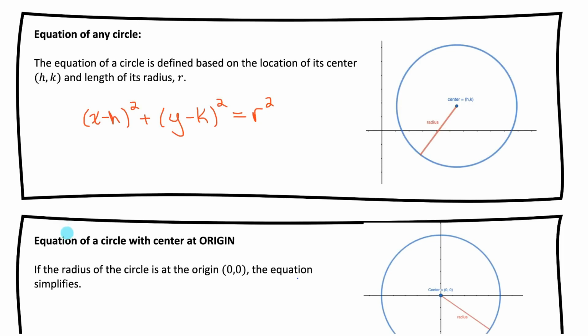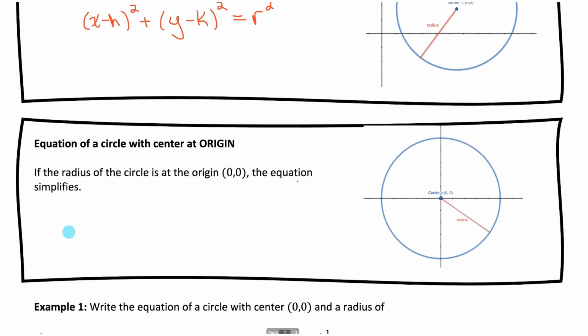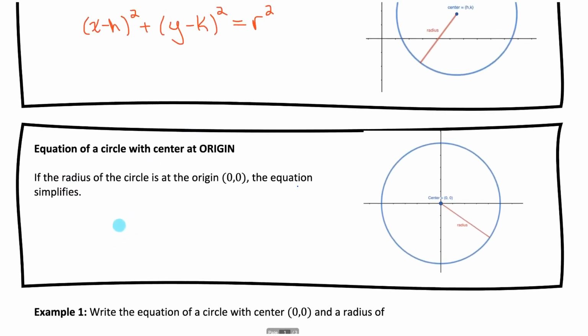If the circle is centered at the origin, that would make the h and k values 0, which means the equation would simplify to just x^2 + y^2 = r^2. Now, why do these equations describe the relationship between any xy point and the radius?